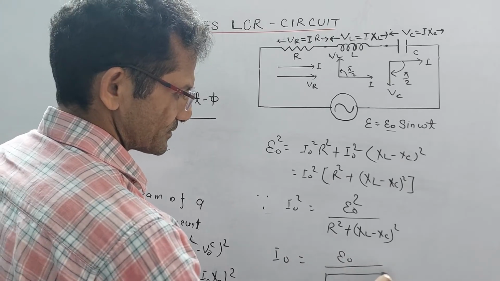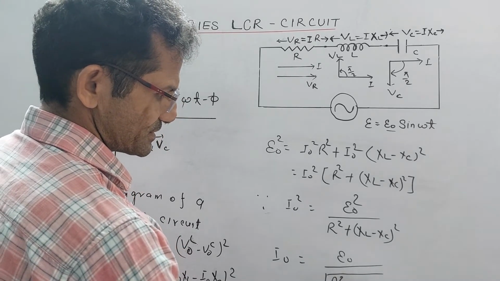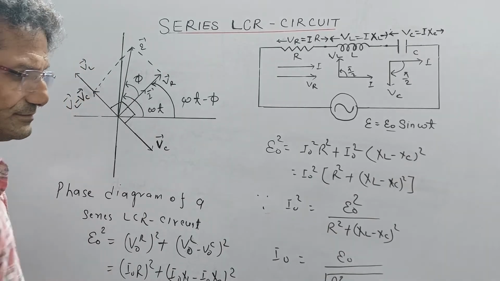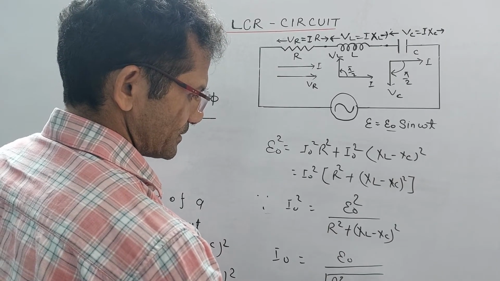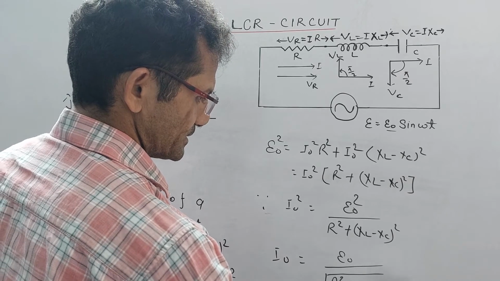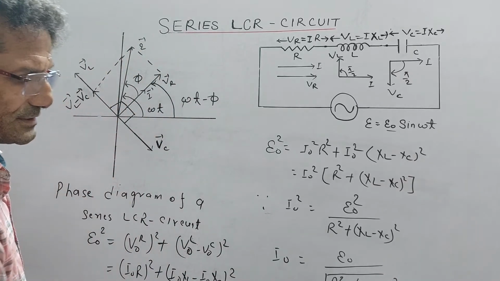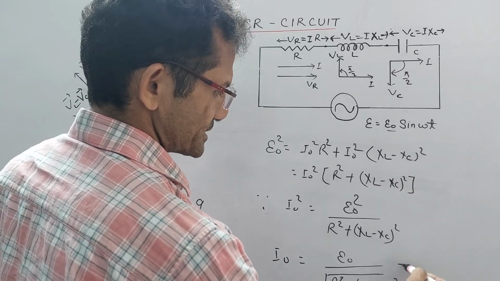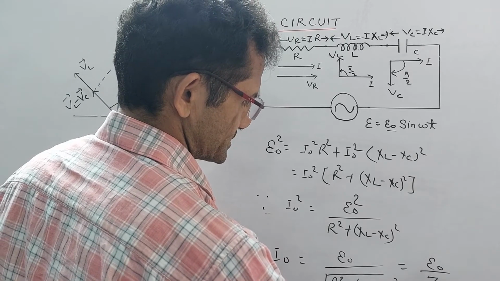Taking the square root on both sides, I naught equals E naught divided by the square root of R square, the resistance, plus the resultant reactance XL minus XC whole square. Now this value is known as the impedance, which we generally represent by Z.